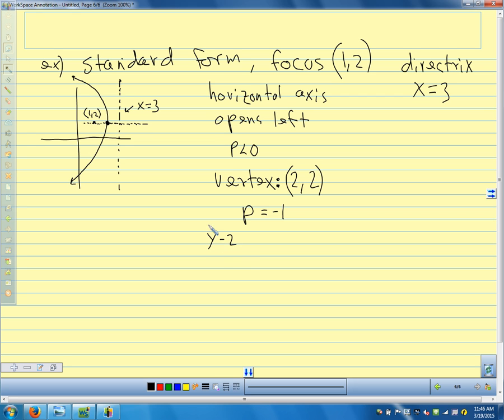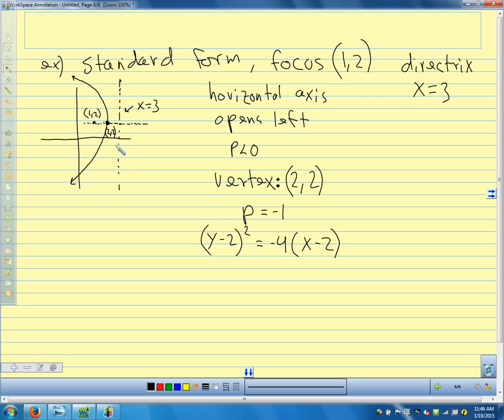All right, now we can write our equation. (y minus 2) squared equals 4p, negative 4, times (x minus 2). So the y is squared. When we have a horizontal axis, y is squared. We figured out our p-value because we found how many units it was from the focus to the vertex, or from the vertex to the directrix. It's negative because it opens left.